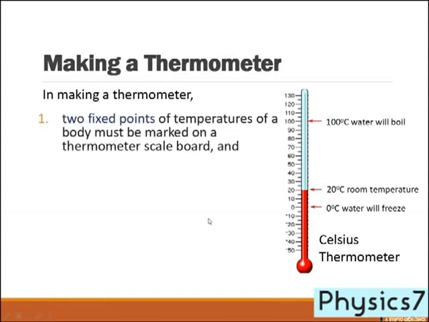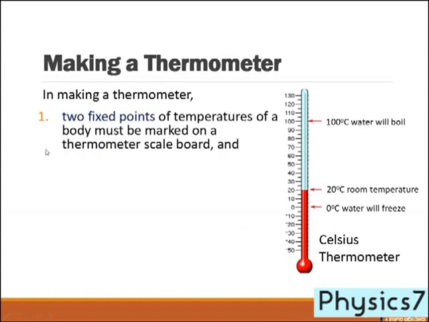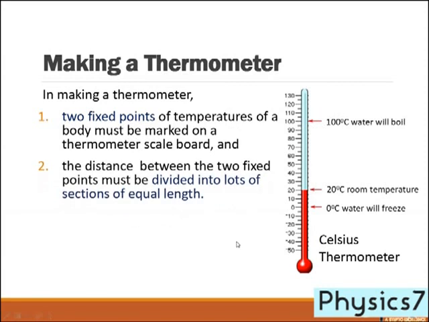In order to make a thermometer, you need to have two fixed points of temperatures of the body that you're taking the temperature of. So you need to identify two fixed points on the thermometer which relate to the temperature of the body, and this must be marked on a thermometer scale board. The distance between the two fixed points must be divided into sections of equal lengths.